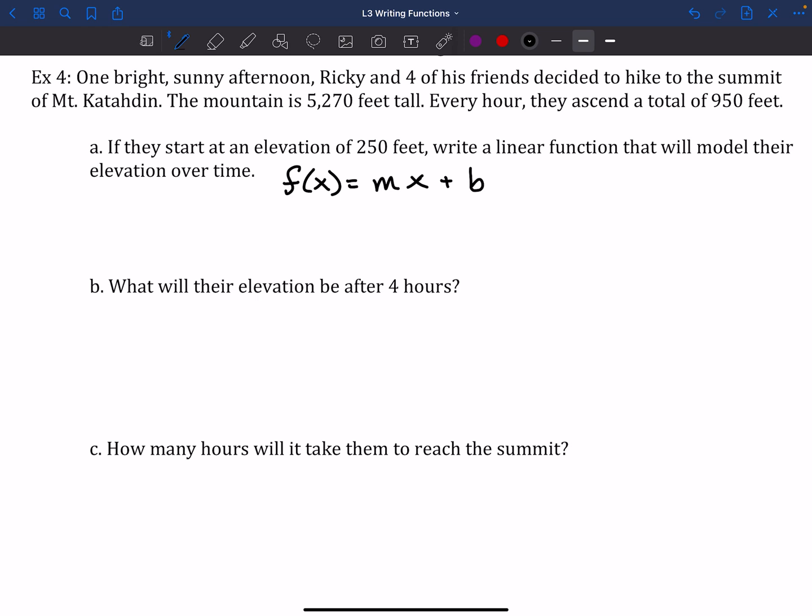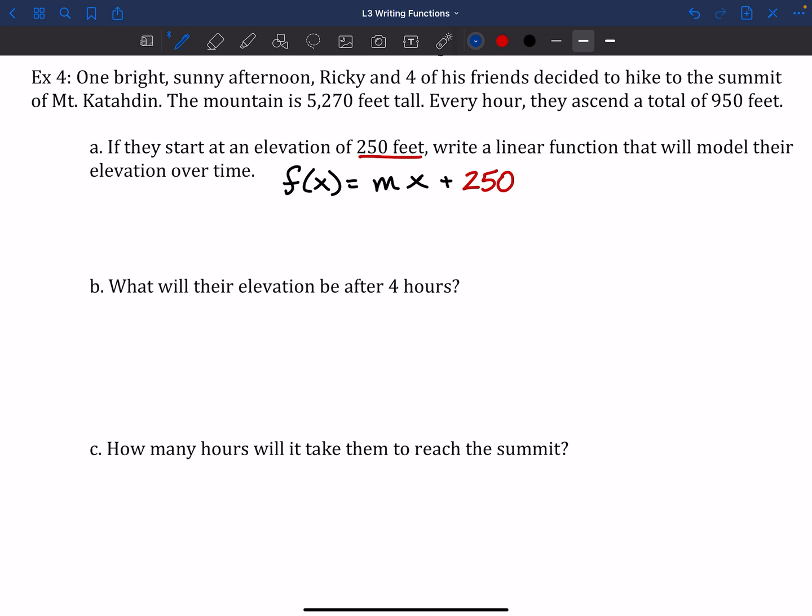First things first, let's try and figure out one of those two missing pieces, the m or the b. If I'm reading through this part A again, if they start at an elevation of 250 feet, well, I don't know about you, but that sure sounds like a starting point. They're starting at 250 feet. Boom, done. As for the other piece, we do have to look a little bit through the rest of the problem to figure out our rate of change. So 4 of his friends, whatever, mountain's that tall, every hour they ascend a total of 950 feet. If you're doing something every hour, it's like you're going 60 miles per hour.